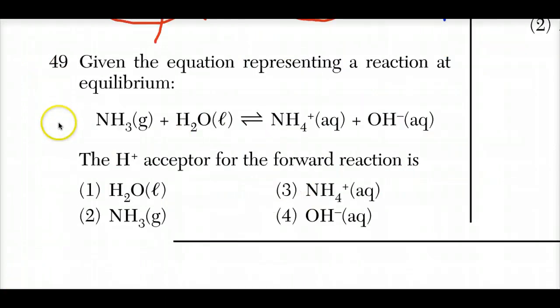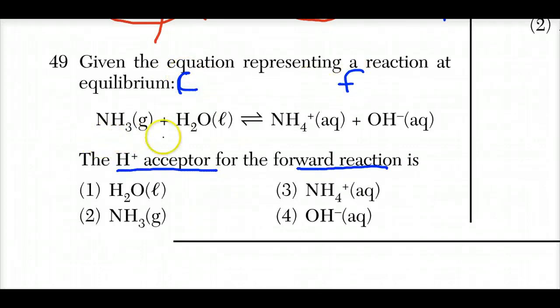Number 49 states, given the equation representing a reaction at equilibrium, the H plus acceptor for the forward reaction is, this is that other reaction. Well, who's accepting the H in the forward? This is the forward, or this is the current scenario, this is the future. So if I look forward, NH3 in the future is NH4 plus. How did that happen? How does NH3 go to NH4 plus? It does so because there must have been an acceptance of a proton. And H2O becomes OH minus because it lost a proton.